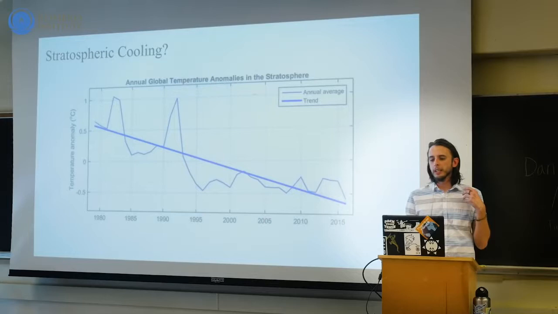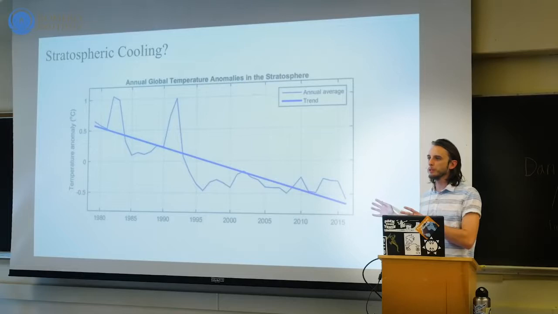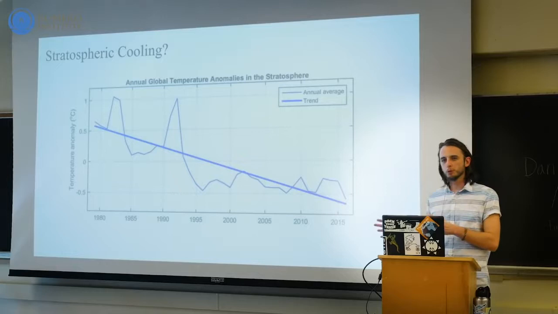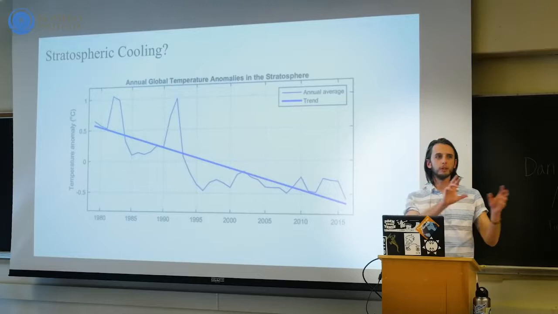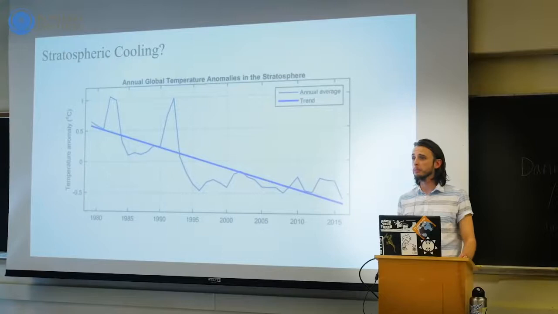Okay, so we just showed how the polar vortex is tied to global warming. But has anyone heard of stratospheric cooling? This is a part of our planet that's actually consistently cooling. It's not like the polar vortex where it moves around. It's actually factually getting colder, and we've been measuring it for a long time. I'll give you a hint.